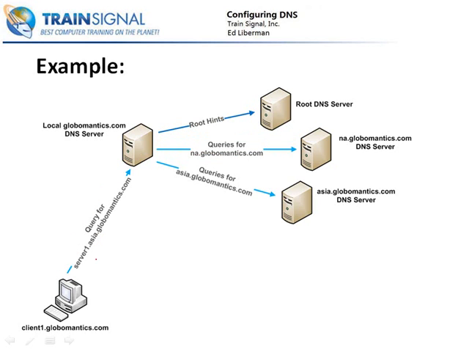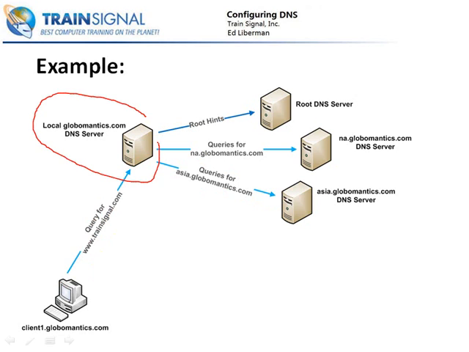If the client was asking for server1.asia.globalmantics.com, then the process is the same, except it's going to conditionally forward out to this DNS server this time, who sends the answer back to the local globalmantics.com DNS server and back to the client. And finally, now we have the client asking for www.trainsignal.com.